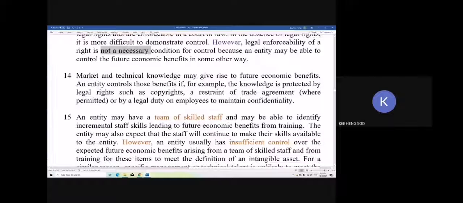Market and technical knowledge may give rise to future economic benefit, and any entity controls those benefits. Knowledge is protected by legal rights such as copyright. Can you see that? This is called copyright. An author writing a book can stop any other bodies from using it illegally, including your Microsoft. You pay money for that, but a lot of you use a pirated copy. You just copy it, free of charge. And last week, I think I mentioned this paragraph 15 also.